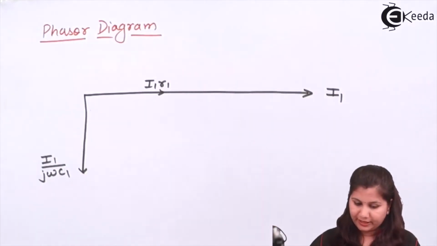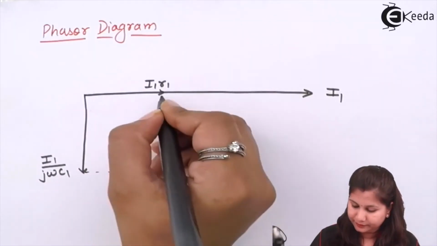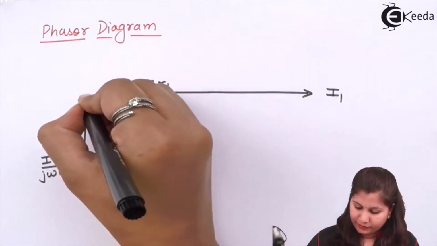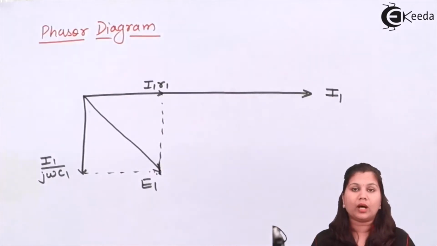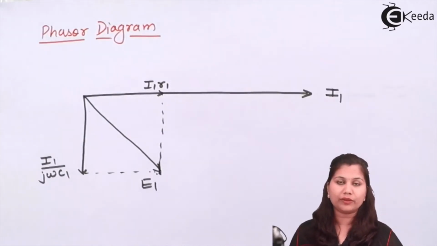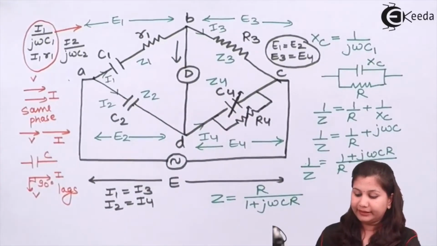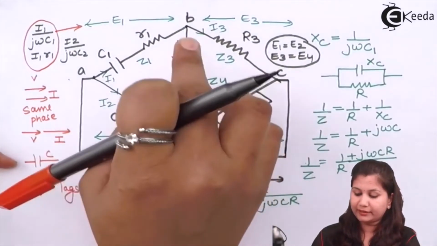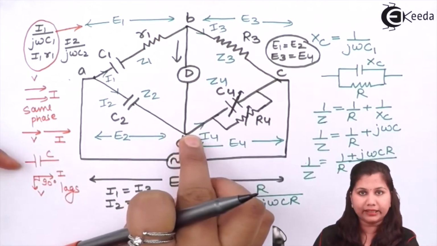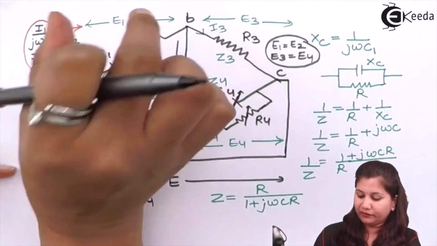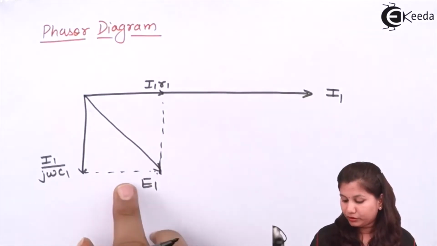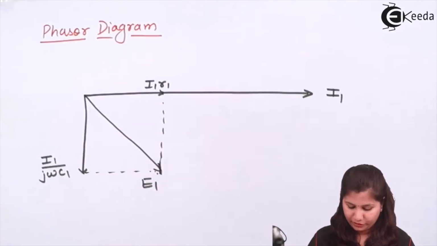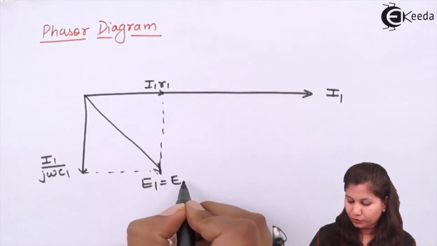So here, if we extend these two phasors, we will get the voltage E1. Now when the bridge is balanced, the detector is going to give us null deflection. It means that the potential at points B and D is equal. It means the voltage drop E1 will be equal to the voltage drop E2. Here we have drawn the vector for the voltage, so E1 will be equal to E2.